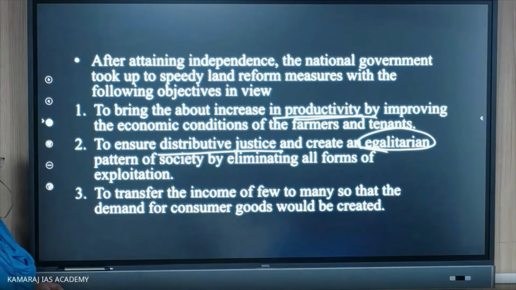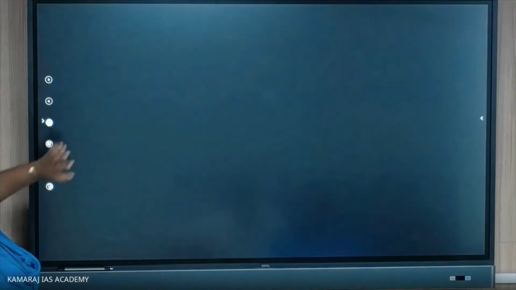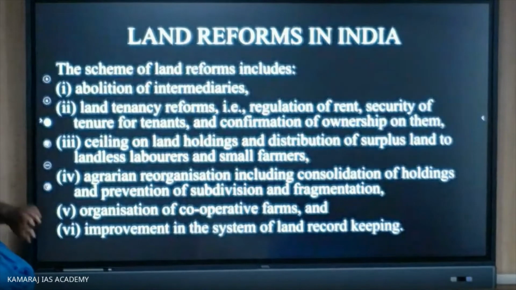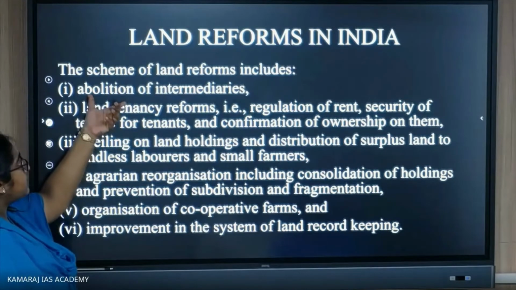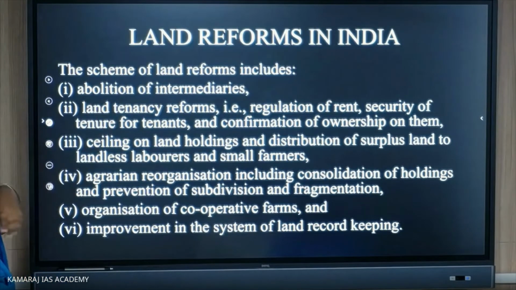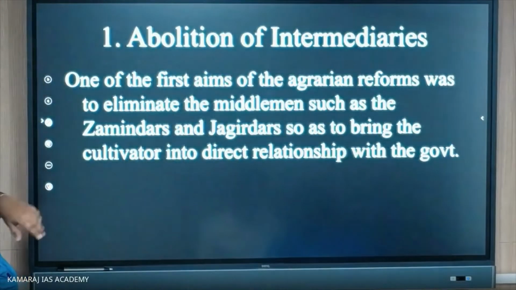So that concept was inherited here. Depending upon all these items, we created these land reforms. The first land reform was based upon the abolition of intermediaries. The intermediary means the zamindars, the jagirdars, and all those middlemen, whoever is between the state and the farmer. So we created the abolition of intermediaries.